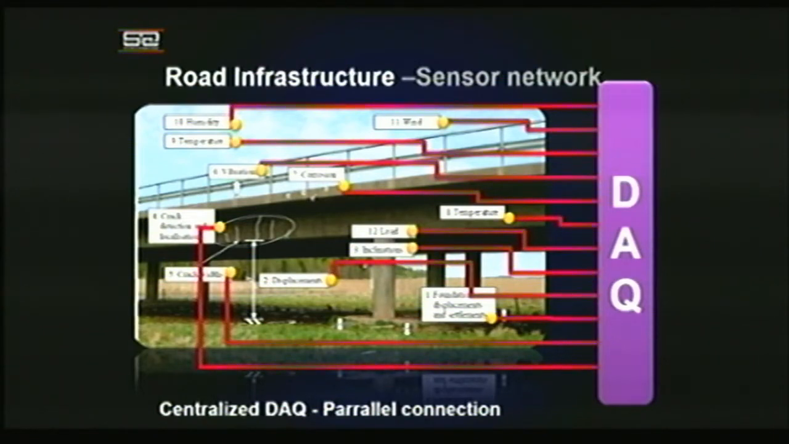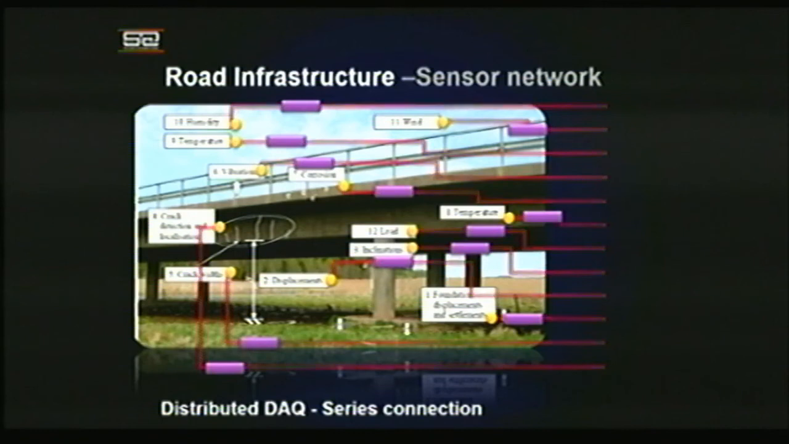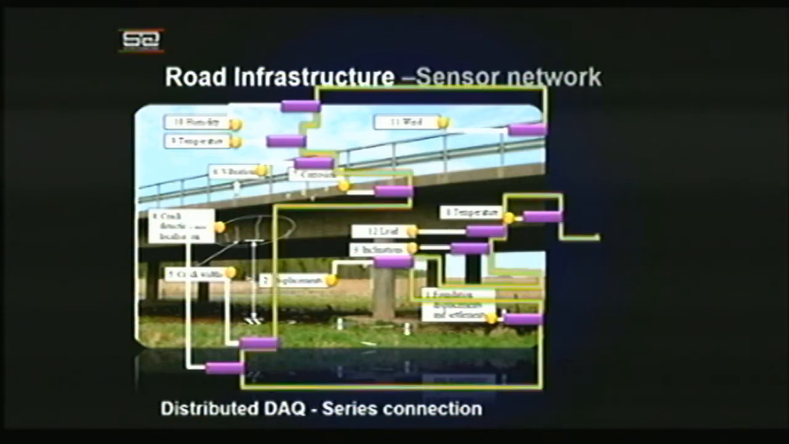And this can be connected to the data acquisition system, which acquires the data from the sensor. It can be connected in parallel, or you can have the signal conditioning units very close to the sensor and then interconnected with a single wire. Every type of data acquisition system, distributed or parallel, has its own pros and cons, but this is being developed and implemented across the globe.